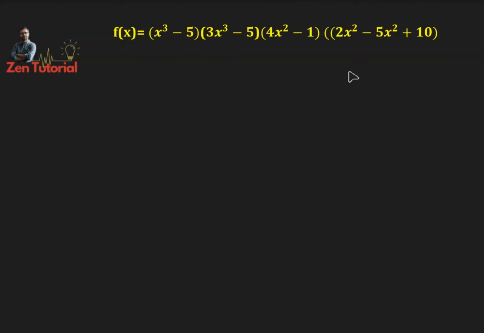Hello, in this problem, the function has four factors: factor 1, factor 2, factor 3, and factor 4. So if we differentiate this term, we can use the natural logarithm to separate these factors, and then we can differentiate this function. Before that, we need to know the basic rules of differentiation.